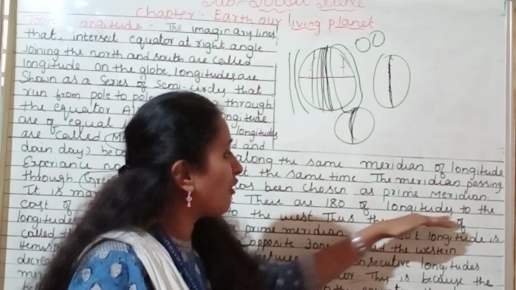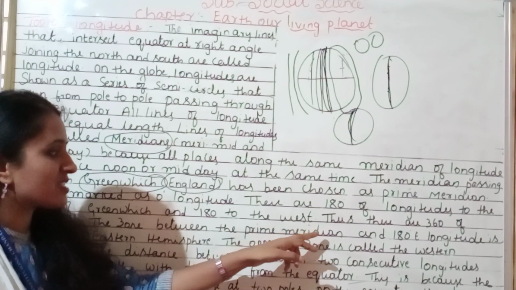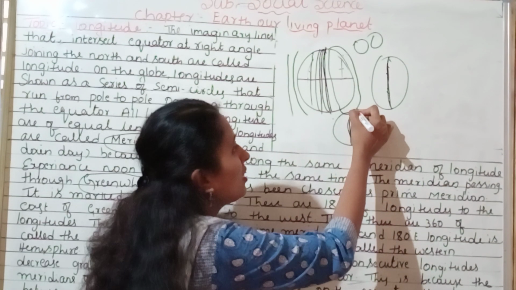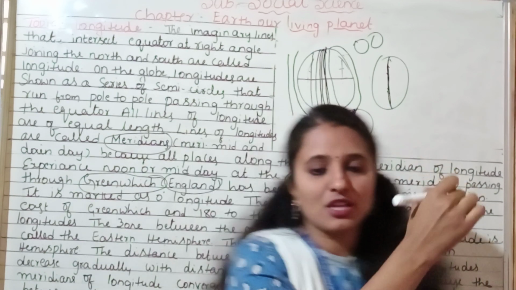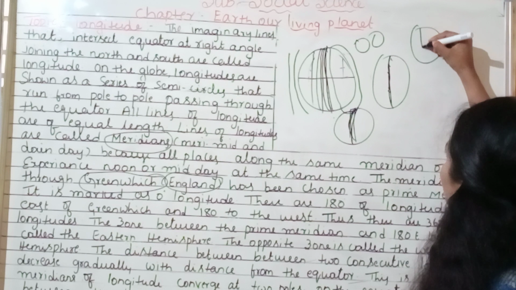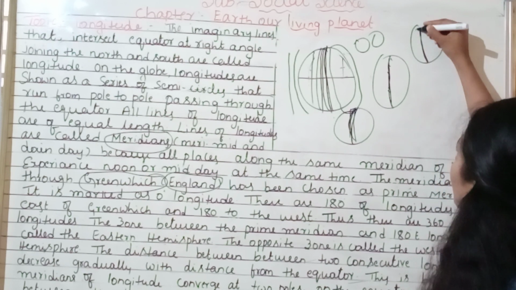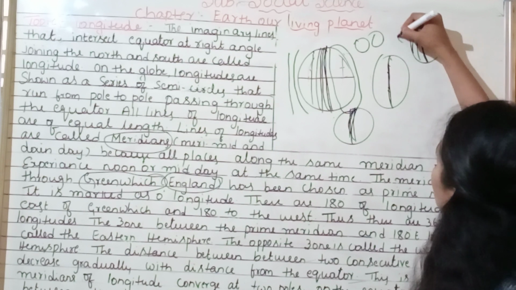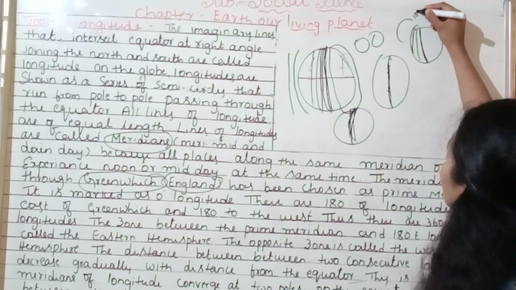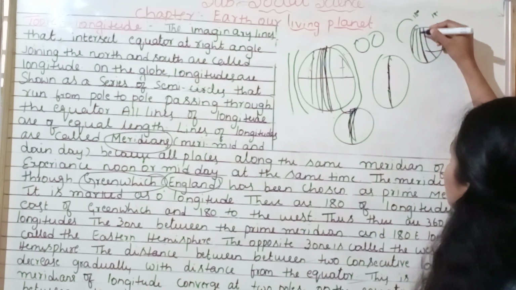There are 180 longitudes to the east of Greenwich and 180 to the west. So you can observe the lines passing from here to here. Children, whichever lines are passing here, different lines are there. If you count 1, 2, 3 from the east side like this, you go 180 degrees. From here, if you go to the west side, 180 degrees there. This is the prime meridian.